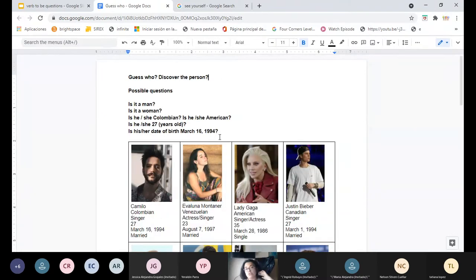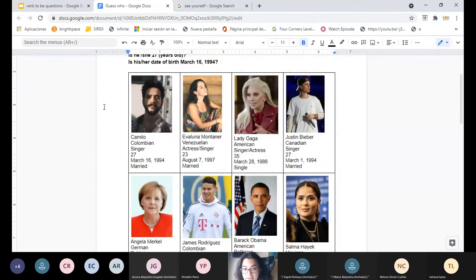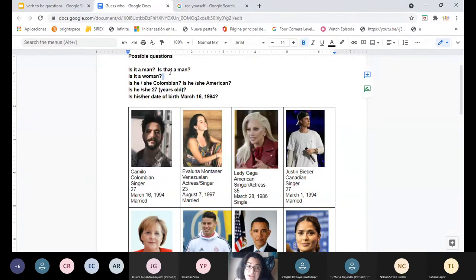So we have possible questions to discover that person. The first question we usually use in English, guys, is: is it a man, or the other possibility, is it a woman? Two possibilities. Is that a man? To discover, because in this case we have 4 men: 1, 2, 3, and 4. And we have 4 women: 1, 2, 3, 4. So we say the question, is it a man, or is that a woman? Is it a man? Is it a woman? To discover, adivinar, if it's a man or a woman.